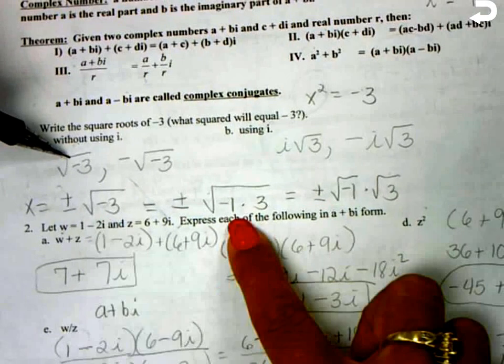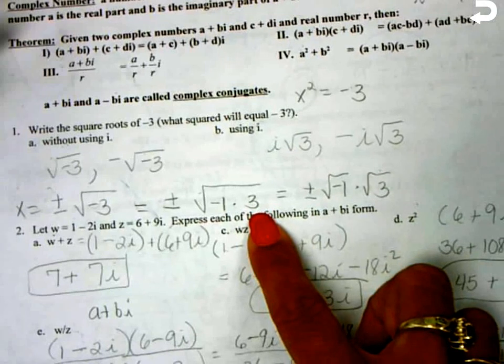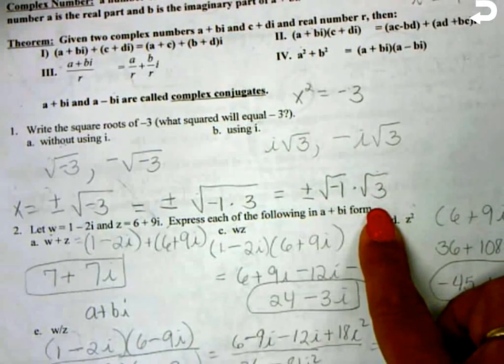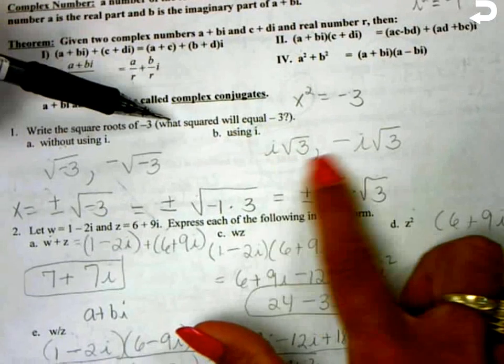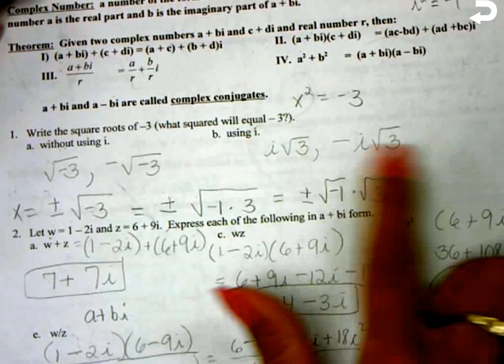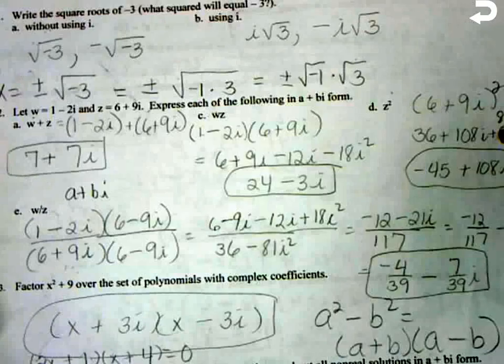Now, if I use the definition of i as being the square root of negative 1, I can further split up this radical, like so, and then I can break it up into the two parts to arrive at these two solutions. So both of these are square roots of negative 3.